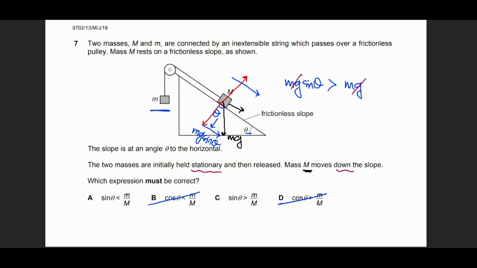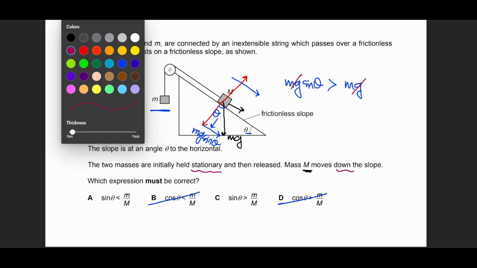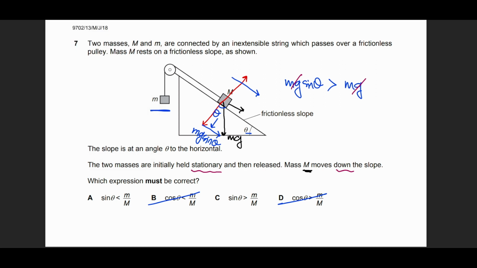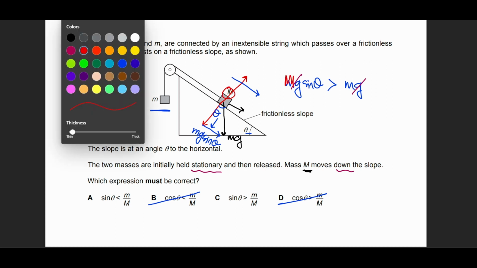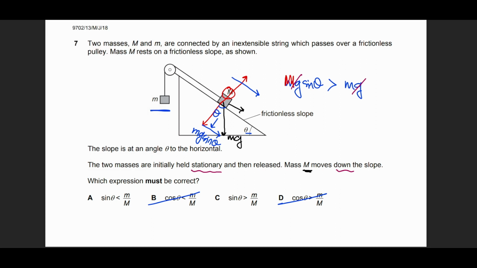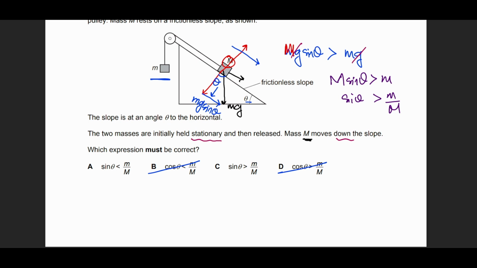So g cancels out from both sides, and I apologize, this one m should be larger. This one should be Mg sine theta, capital M, right? So g cancels out, so we are left with M sine theta greater than small m. Replacing this equation, taking m to the other side, we are left with sine theta greater than small m divided by capital M. And the one answer that actually matches this description is option C.